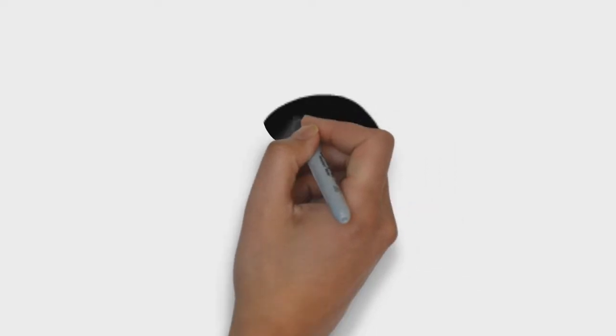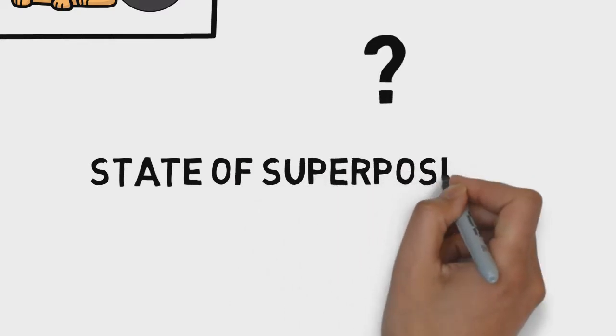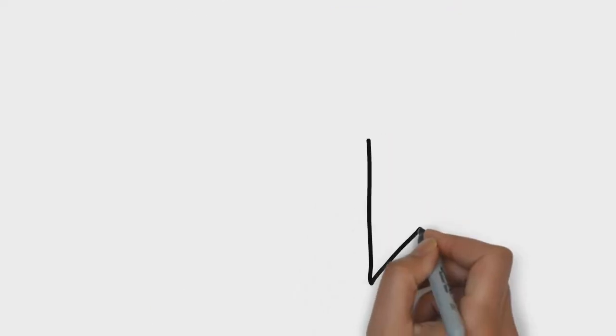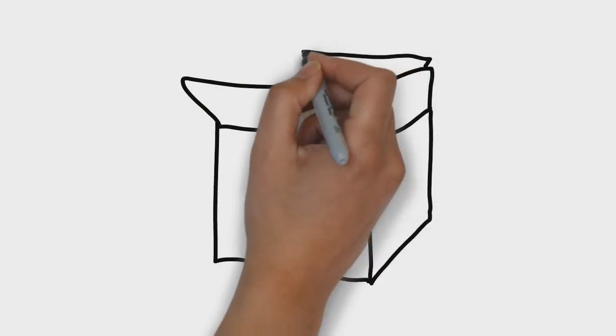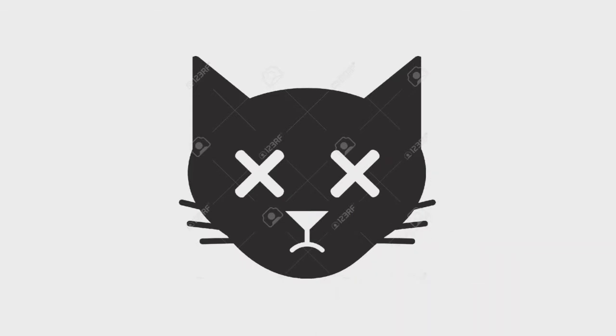Since we do not know the outcome without opening the box, we can say that the cat is in a state of superposition, where it's both alive and dead at the same time. It isn't until we open the box that the wave function collapses and reality is forced to decide one eigenstate of the cat, dead or alive.